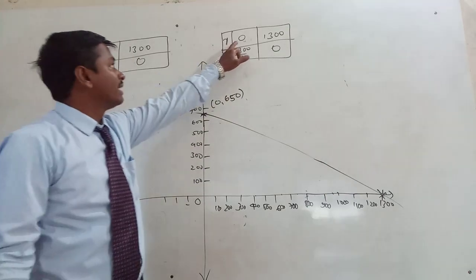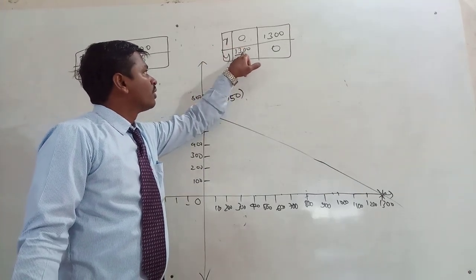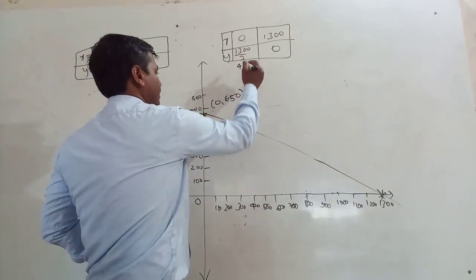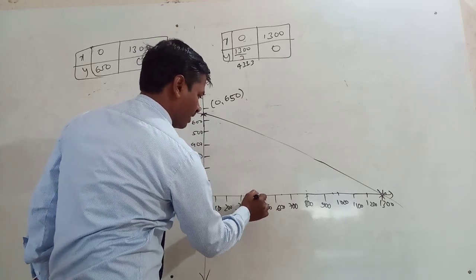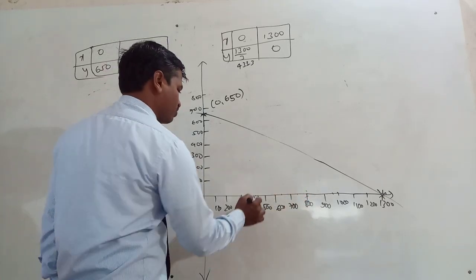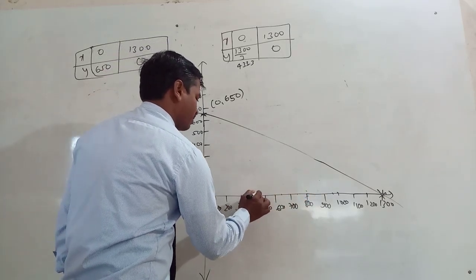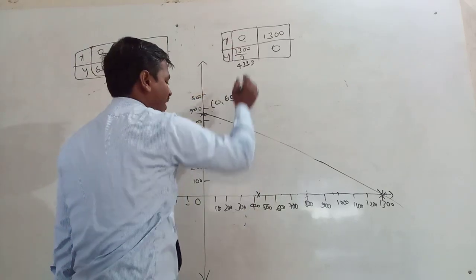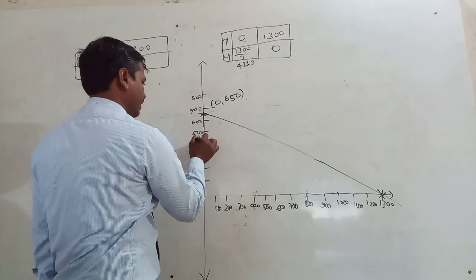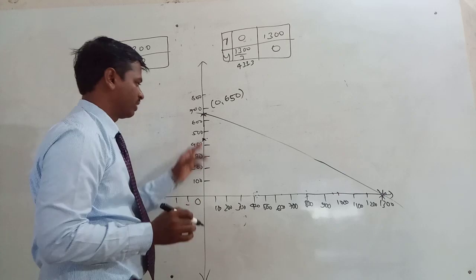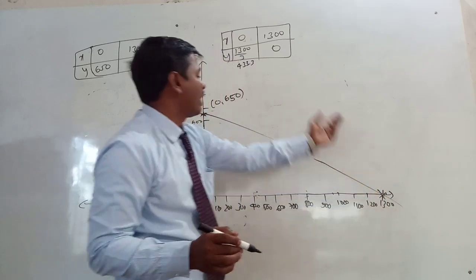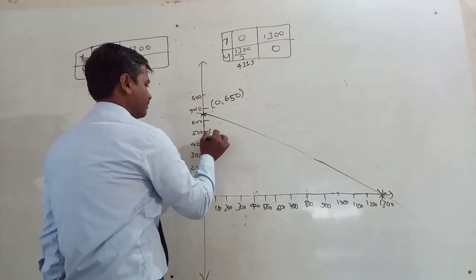What is the second coordinate here? X is 0, Y is 1300 by 3. 1300 by 3 means almost 433.3. 433 is after 400, some 3 millimeter values, take here, this one we get here. X is 0, Y is 433 we are getting here. X is 1300, Y is 0, again we are getting the same value here.